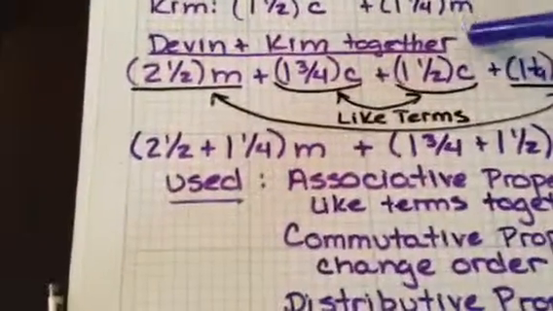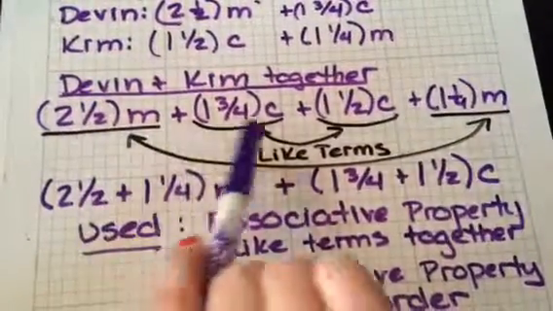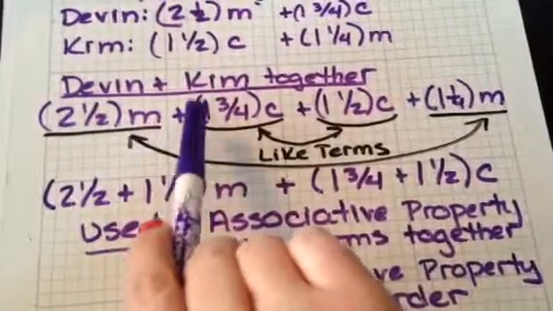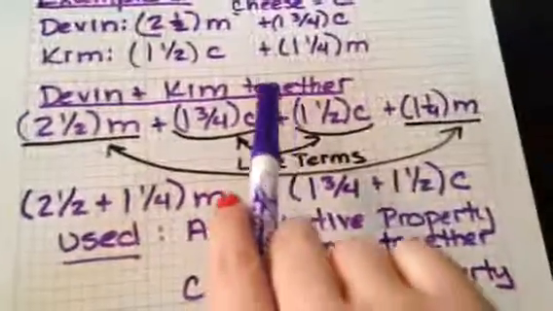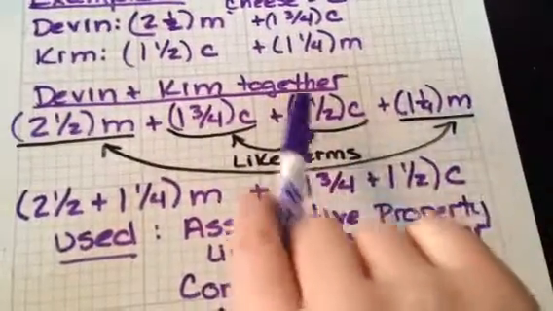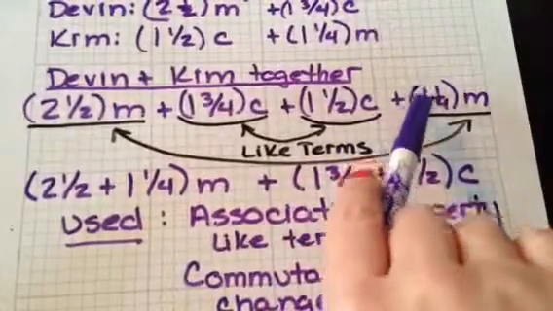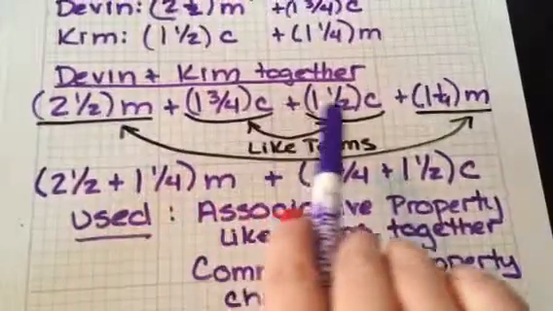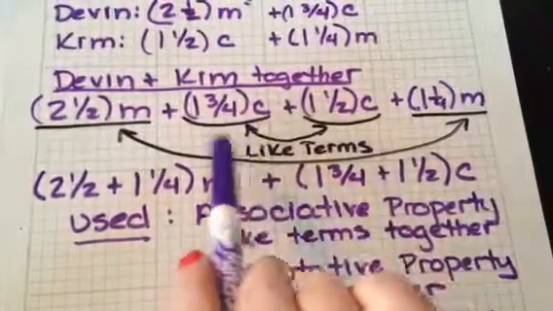So all together, you would write everything that Devin brought, the 2.5 pounds of nuts and the 1 3/4 pounds of cheese, and then you would write everything plus everything that Kim brings, which is 1.5 pounds of cheese and 1 1/4 pounds of nuts. Now, this big long expression can be simplified by combining like terms.